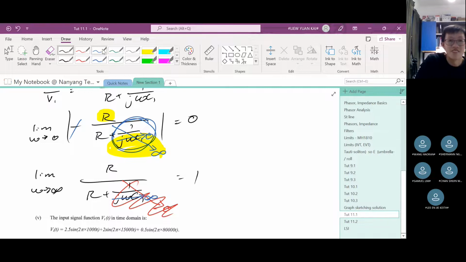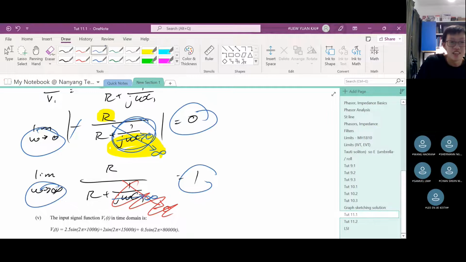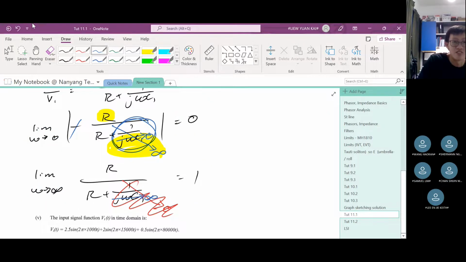So I think it's not exciting for you anymore because you're already a master at this. So at low frequencies, there's nothing. At high frequencies, there's something. That means this is a high pass filter. Okay, so we have answered the role of stage 2. So stage 2 is a high pass filter.